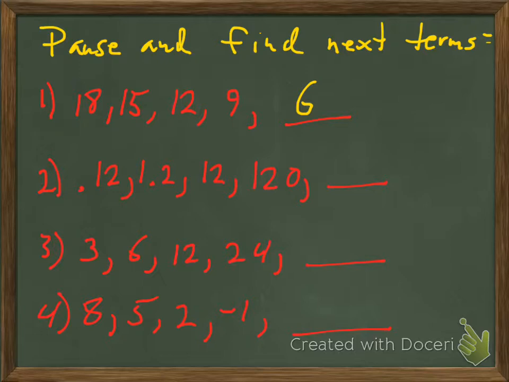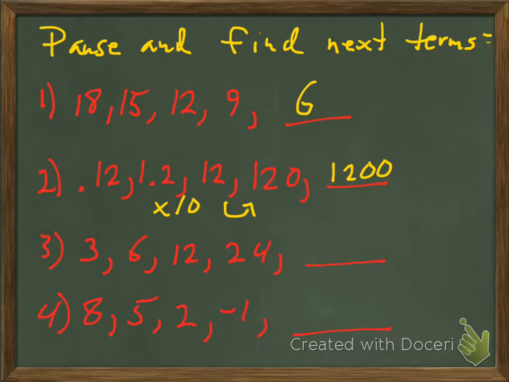Number 2 is a little trickier. It may look like what we're doing is moving the decimal 1 place to the right each time, and that is essentially what we're doing. What we're really doing on this one is multiplying by 10, which has the effect of moving the decimal 1 place to the right. So we have 0.12, 1.2, 12, 120. The next number would actually be 1,200, followed by 12,000, and so on.